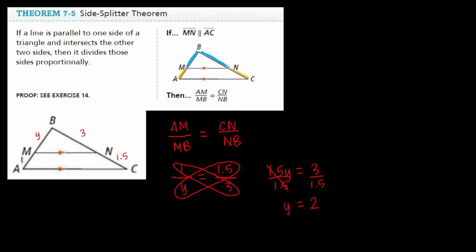You'll notice that this works out perfectly because NC is actually half the length of BN here. 1.5 times 2 is 3. And you'll notice that AM is half the length of BM. 1 times 2 is 2, so it works out.